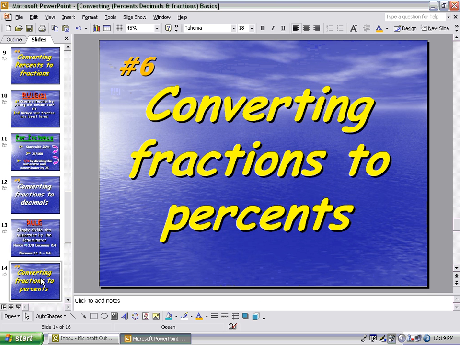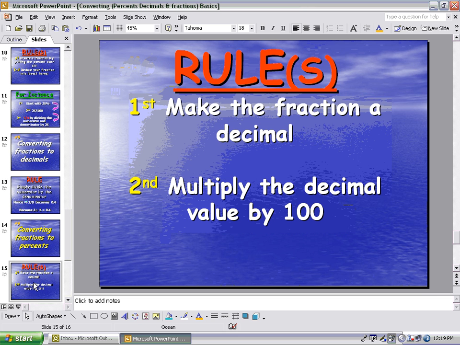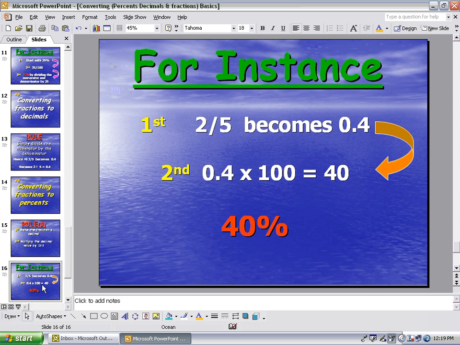Last but not least, number 6, converting fractions to percents. I make a fraction a percent by doing two things. First, you need to make the fraction a decimal. And then once the fraction's a decimal, then you need to multiply the decimal value by 100. So my example, 2/5 the fraction becomes a decimal by taking 2 divided by 5, and I get 0.4. Then once I get the decimal value, which is 0.4, I then multiply it by 100, and that comes out to be 40. So 2 over 5, which is 0.4 as a decimal, is 40% when I'm done. And this is how I make a fraction a percent.